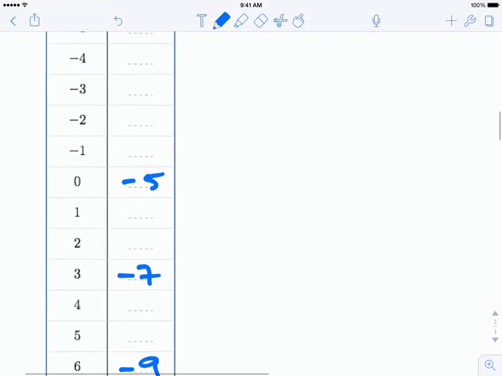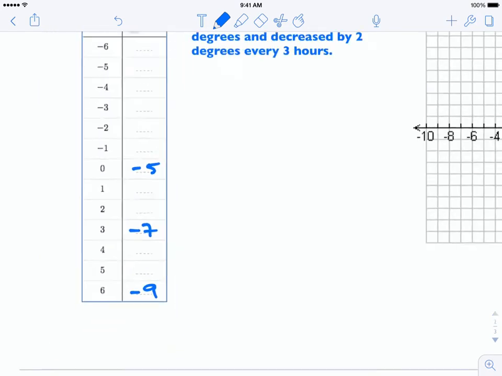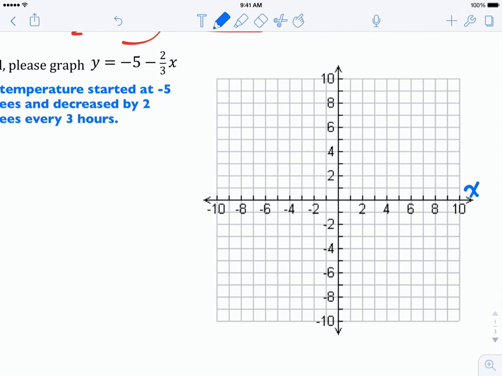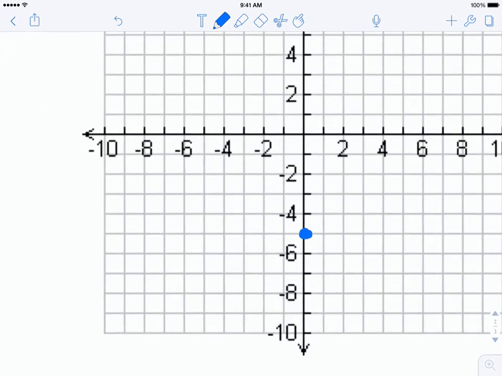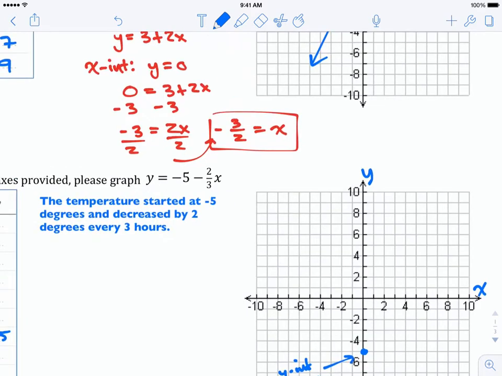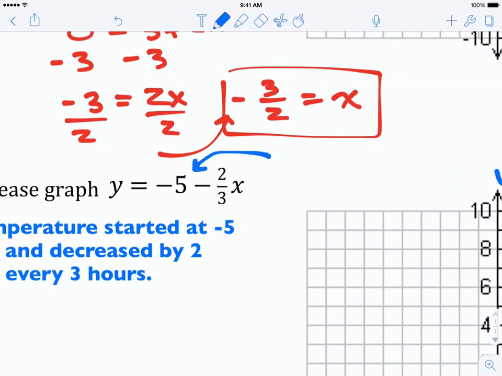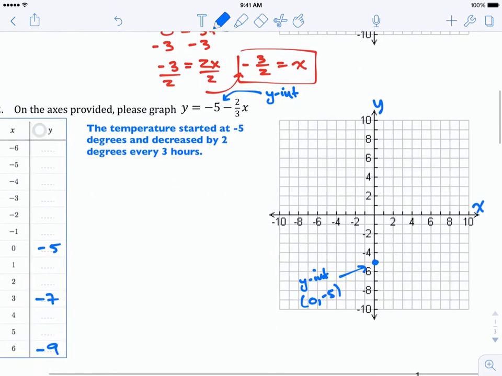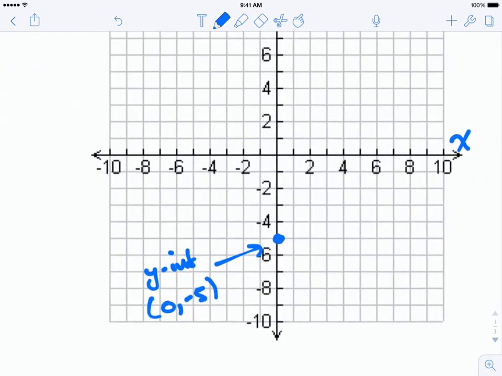I'm gonna go, and we can graph these 3 for now. So here we go. Our first point is (0, -5). Let's label our axes. (0, -5). Oh, check it out. There's our y-intercept again. That's amazing. And just like we mentioned before, in this particular form of a linear equation, the slope-intercept form, there's our y-intercept.